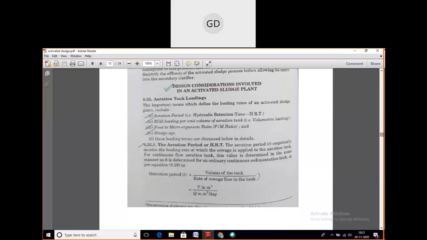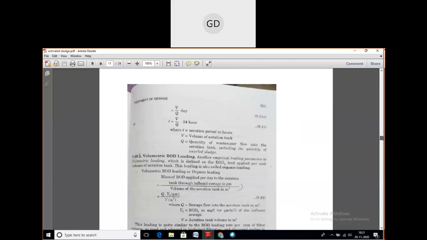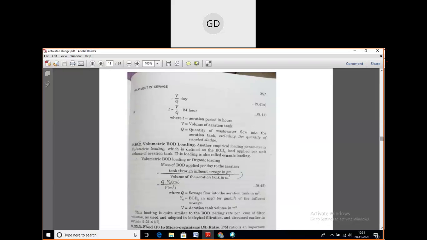Number two is your BOD loading, or volumetric BOD loading. Volumetric BOD loading is another loading parameter or design consideration, which is defined in terms of BOD5. BOD5 means BOD at 5 days. It is the BOD5 load applied per unit volume of aeration tank.